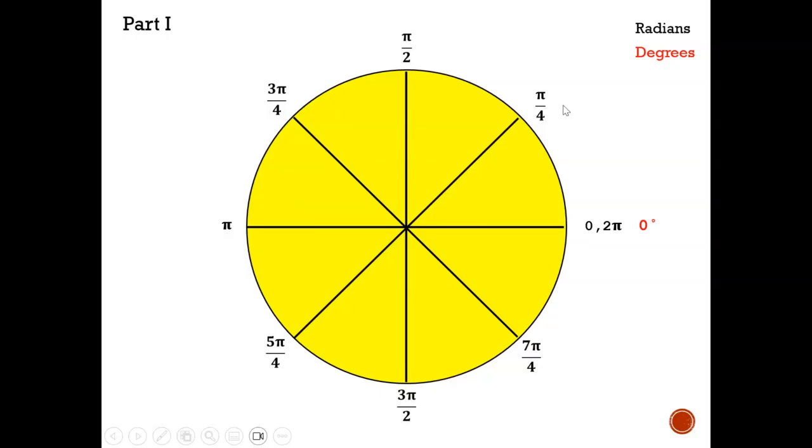So we start with 0, 45 degrees, 90 degrees. 90 plus 45 was 135. 135 plus 45 will give us 180. 180 plus 45 will give us 225. 225 plus 45 will give us 270. And 270 plus 45 will give us 315. And finally, 315 plus 45 will give us 360.